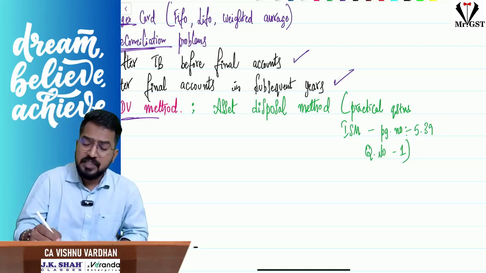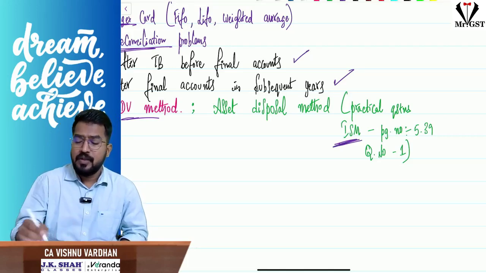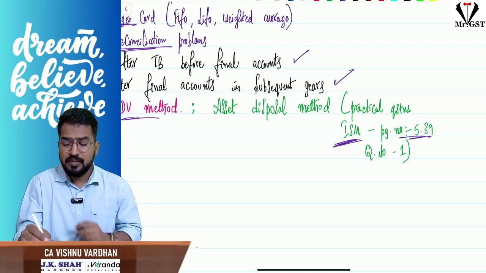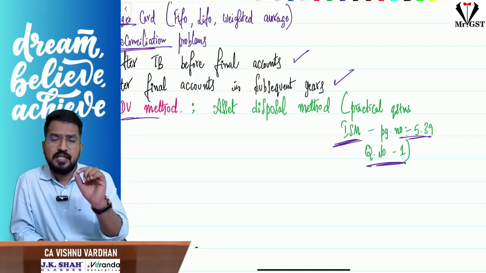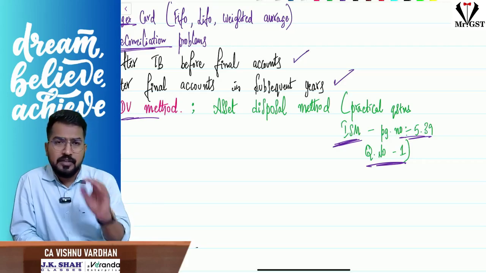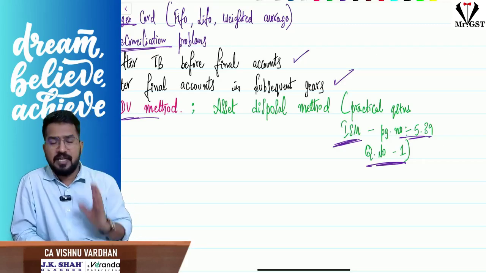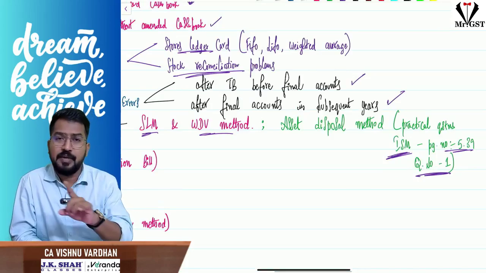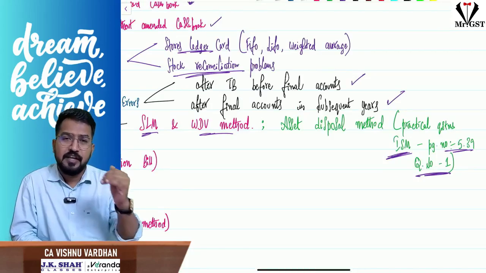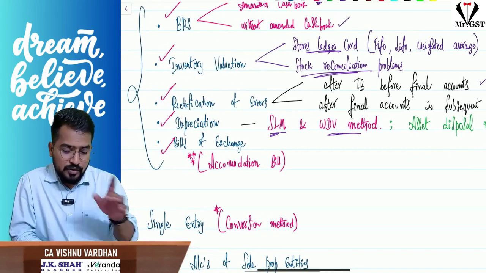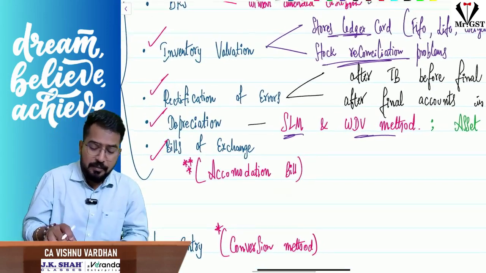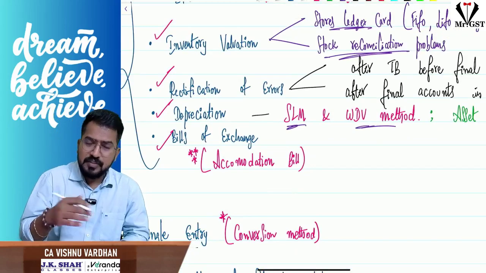Especially in the ICAI study material, page number 5.39, the latest one, the first question in practical questions is really a good problem. If you are thorough with that, it will be a little added advantage for you. I repeat, I never meant that the question will definitely be tested, but you will have a better edge, right? So that is with respect to depreciation. Coming to bills of exchange, be thorough with that.